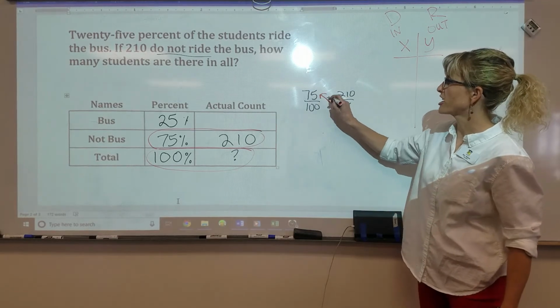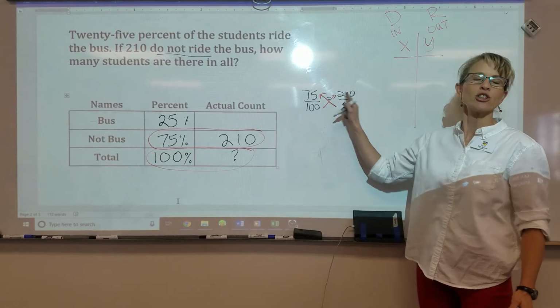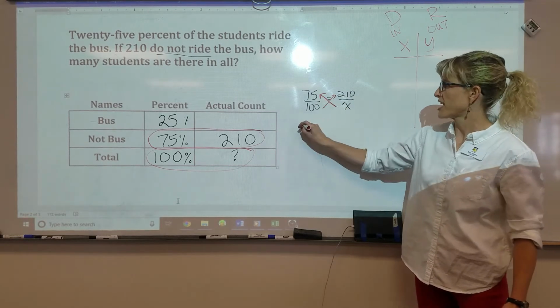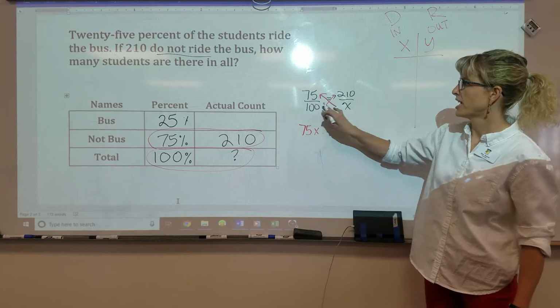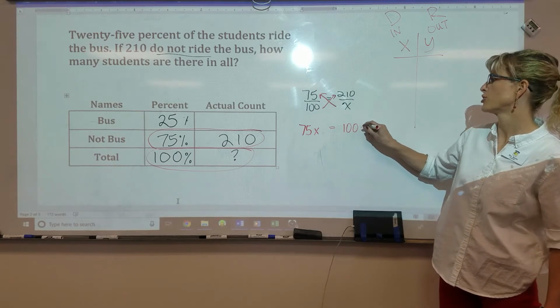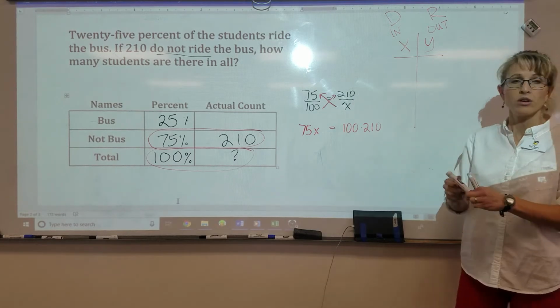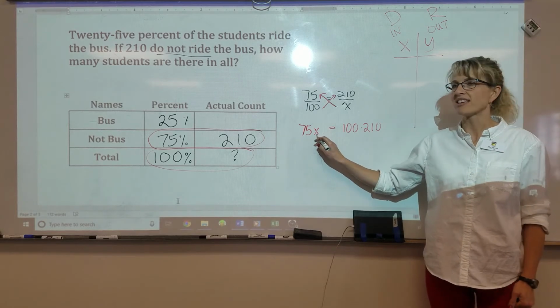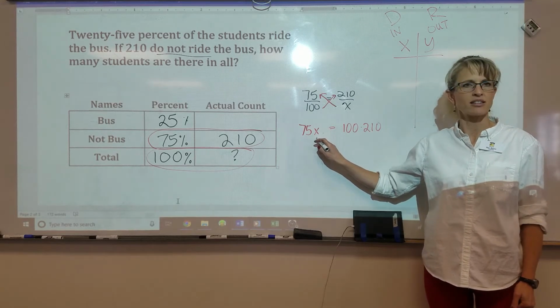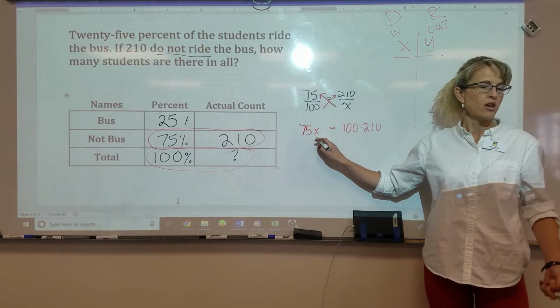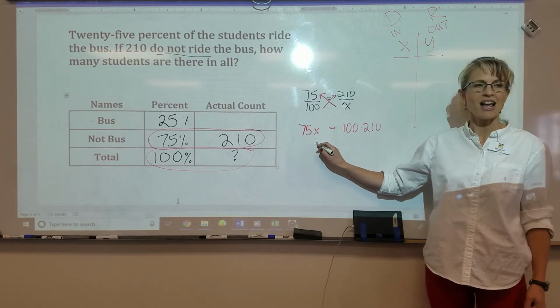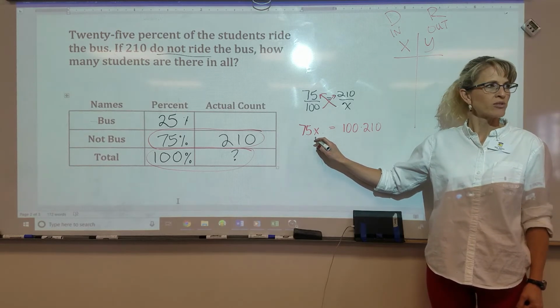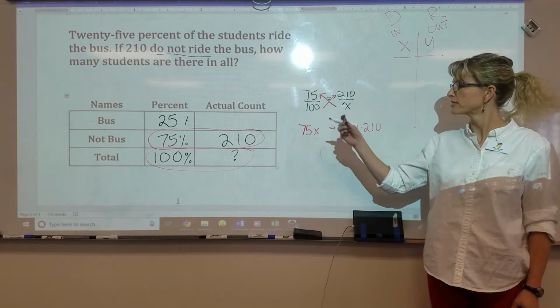So the cross product says multiply the diagonal numbers. 75 times x, we'll write it on the left side. And 100 times 210, we'll multiply that on the right side. Now, we learned inverse operations to isolate a variable. We want to isolate x. That's what we're solving for. So we have a 75 over here, and it's being multiplied. So what operation would I use to isolate x?